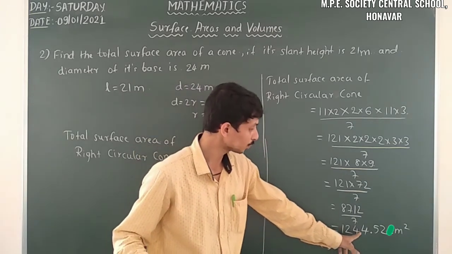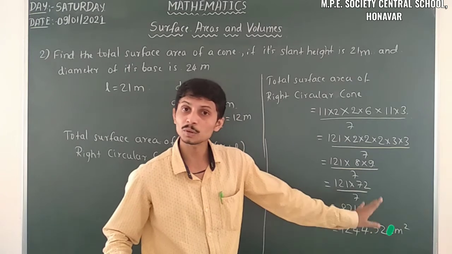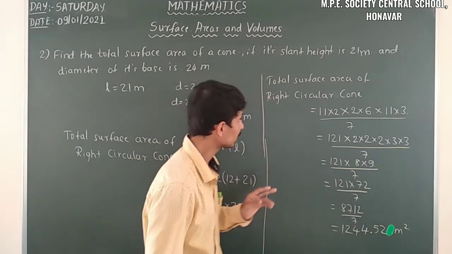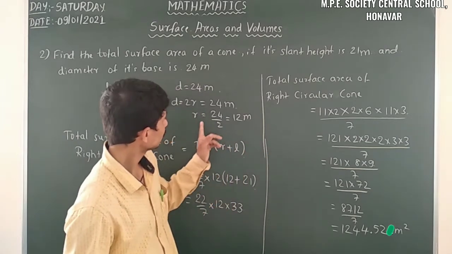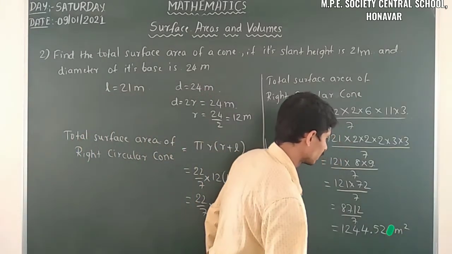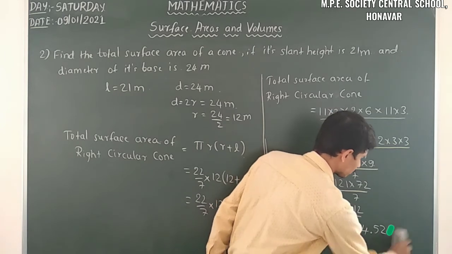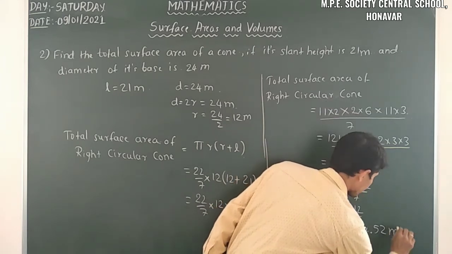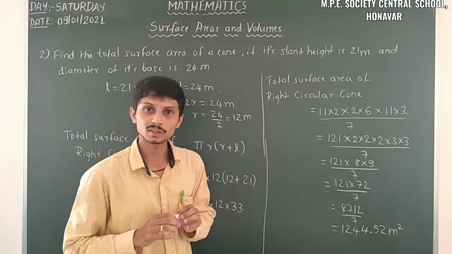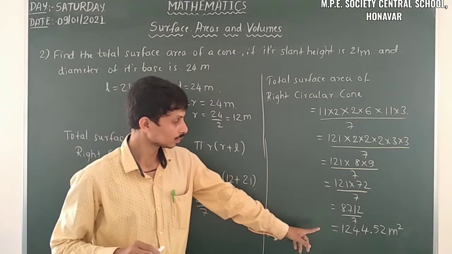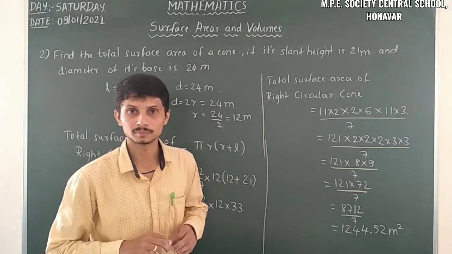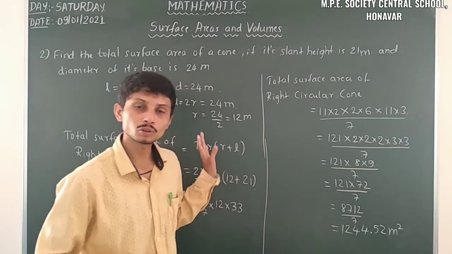So the answer is 1244.52 centimeter square. Whether it is centimeter square? No, it is meter square here. So the total surface area of the right circular cone is equal to 1244.52 meter square. So this is the solution of this problem.